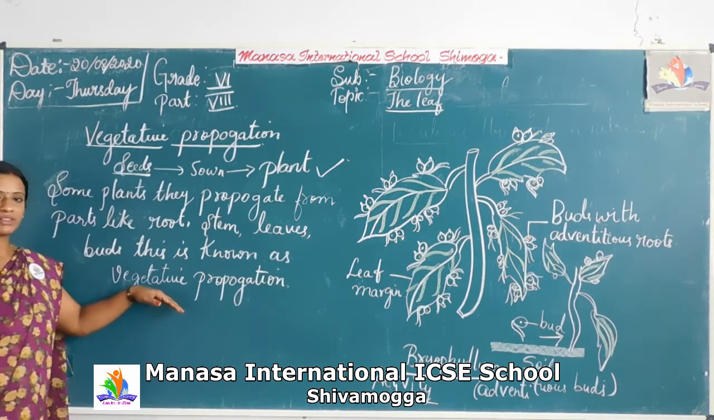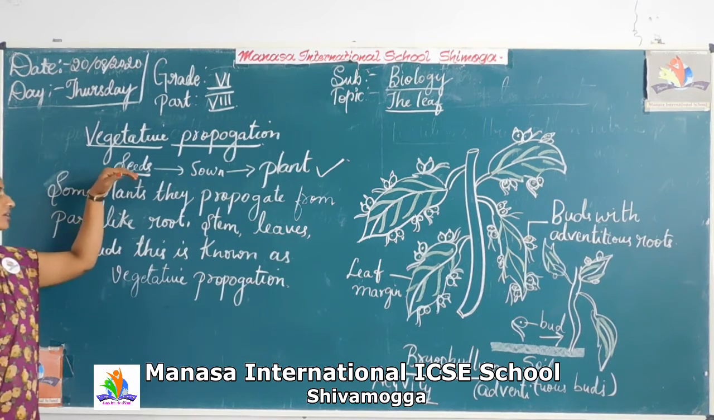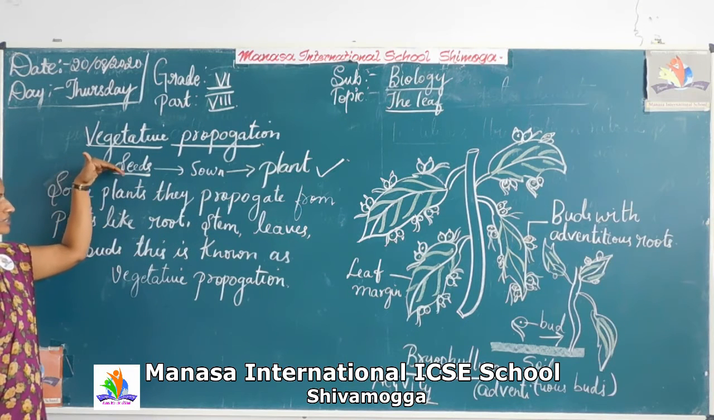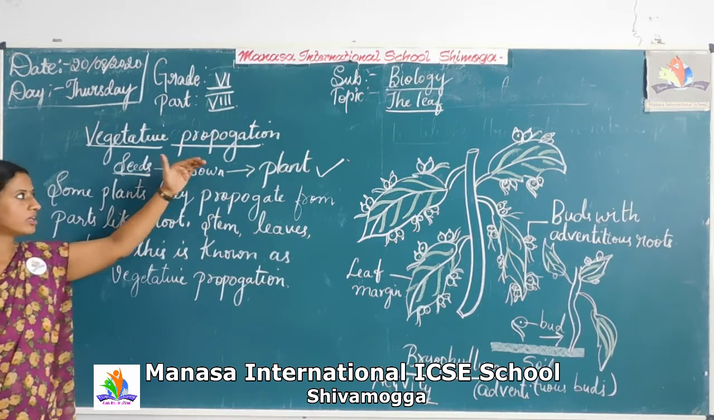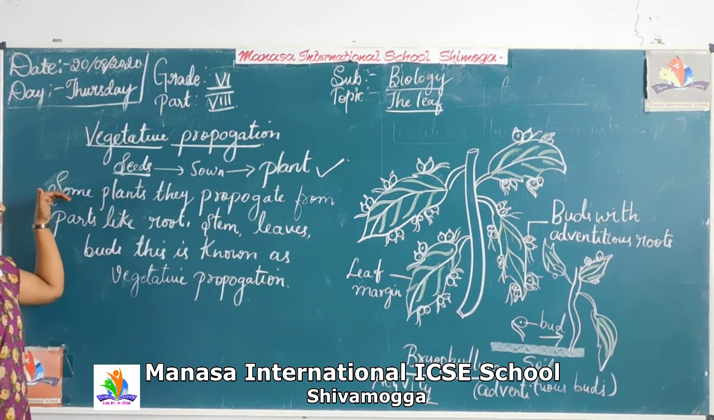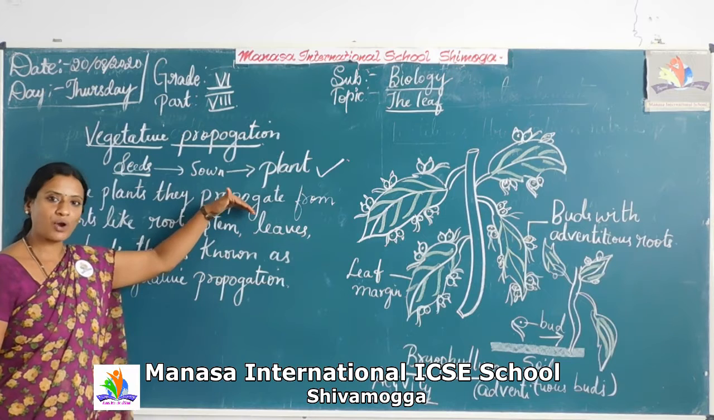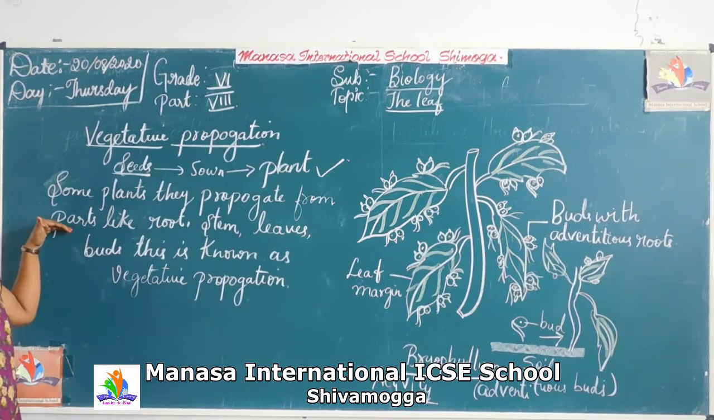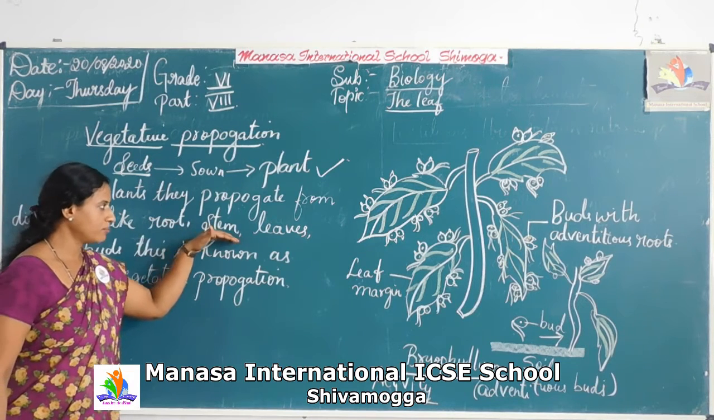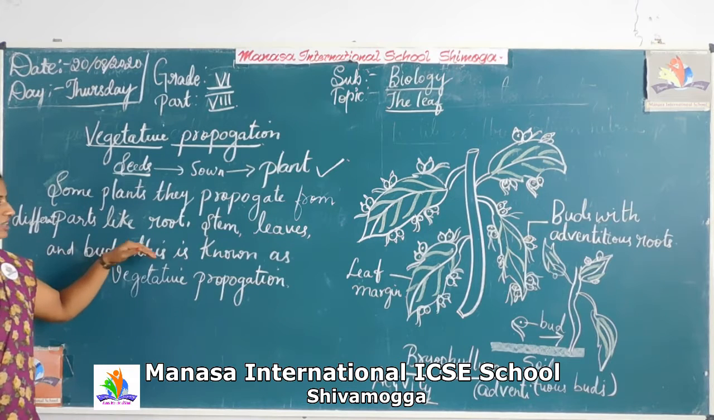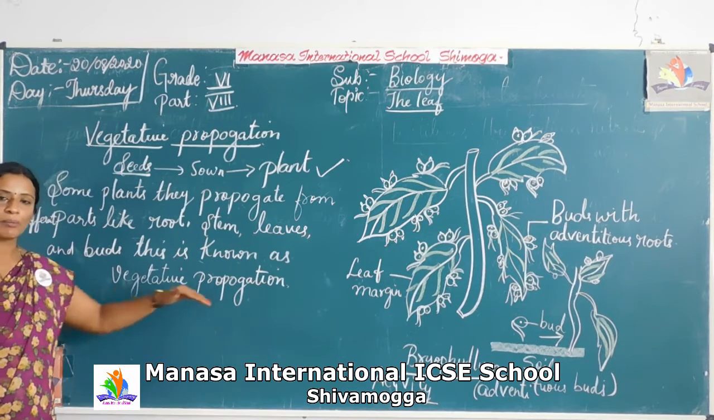Okay, let me repeat the definition. Usually we know that most plants arise from seeds. When the seeds are sown in the soil, the new plant grows. But we have a different sector of plants. Some plants propagate, meaning they grow from different parts of the plant, like root, stem, leaves and buds. This is known as vegetative propagation.